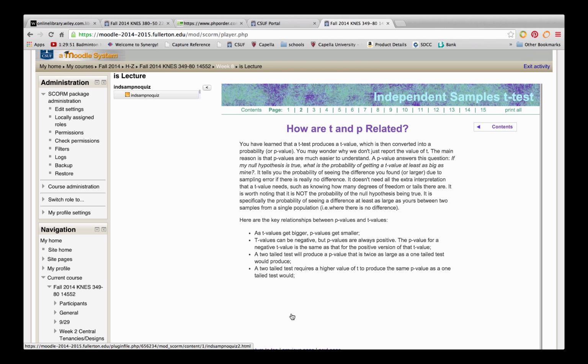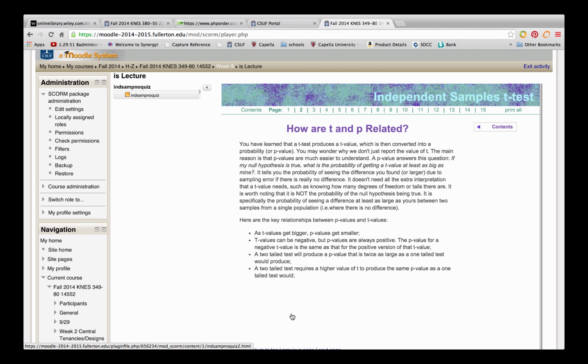How are t and p related? The t value you reported last week, that's the number underneath the letter t on the SPSS, and the p, we talked about, that's the probability that it will happen by chance. You have learned that a t-test produces a t-value, which is converted to a probability. The probability, of course, of it happening by chance, which we call the p-value. You may wonder why we just don't report the value of t. The main reason is the p-values are much easier to understand.